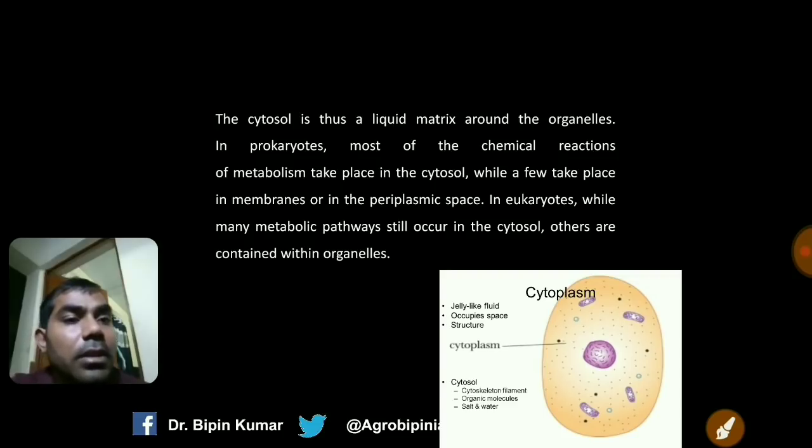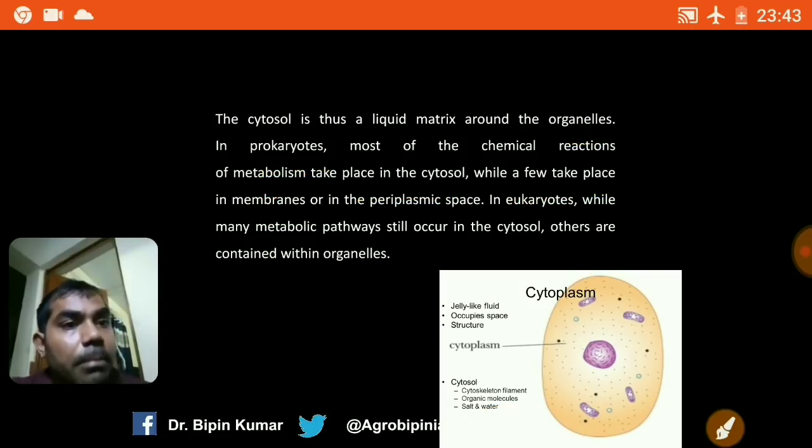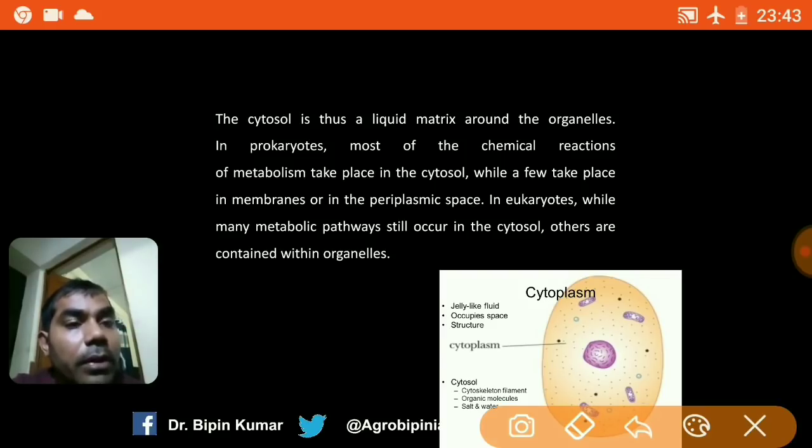So here we can say the same thing is told in the form of a sentence. Cytosol is thus a liquid matrix around the cell organelles. In prokaryotes, most of the chemical reactions of metabolism take place in the cytosol, while a few take place in the membrane or in the periplasmic space. And in eukaryotes, while many metabolic pathways still occur in the cytosol, others are contained within organelles. So in the whole cell, this is one of the basic sites for most of the chemical reactions inside the cell. So our answer is the cytosol.